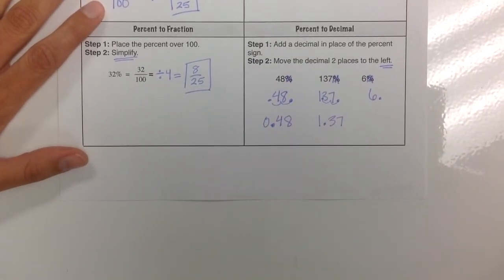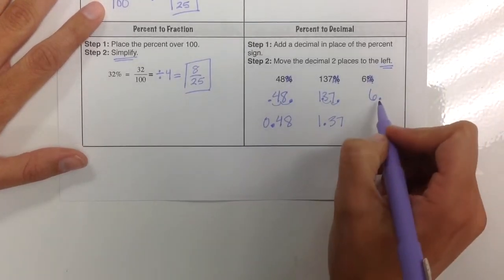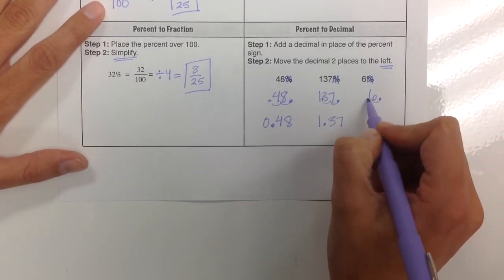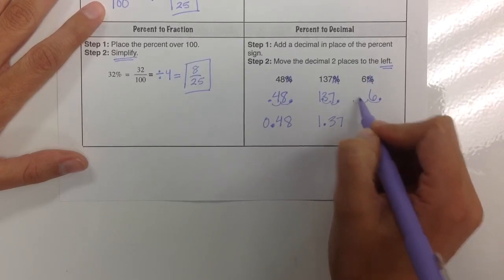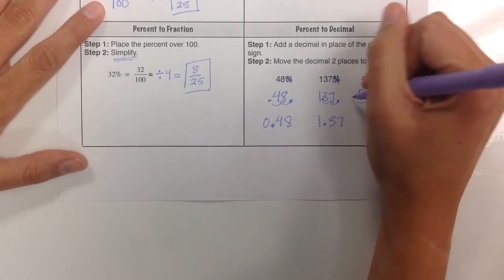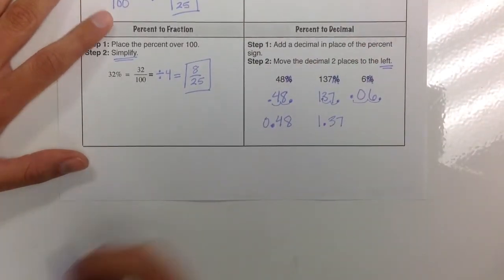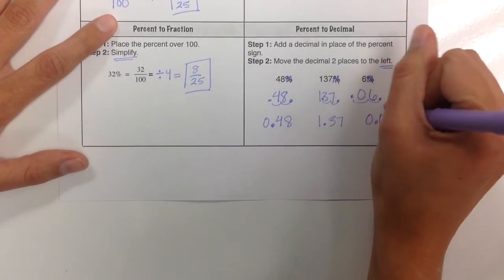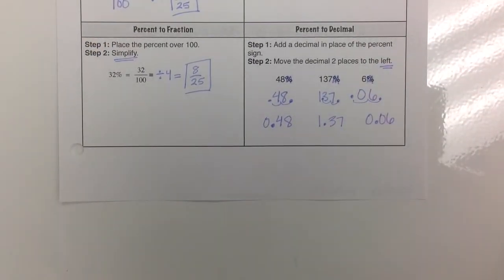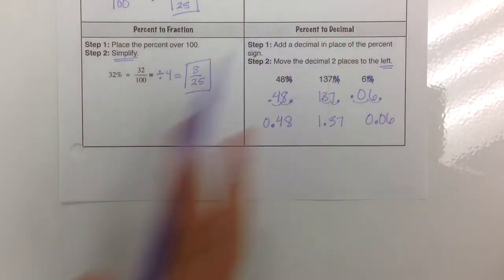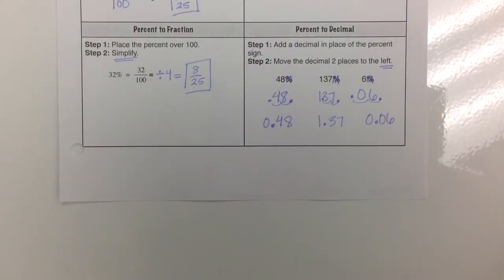And then this is tricky. This is where people sometimes make mistakes. So I'm going to move my decimal once, twice. There's no number here. So I'm going to fill it in with a 0, and my decimal goes on the left there. So I have 0.06.